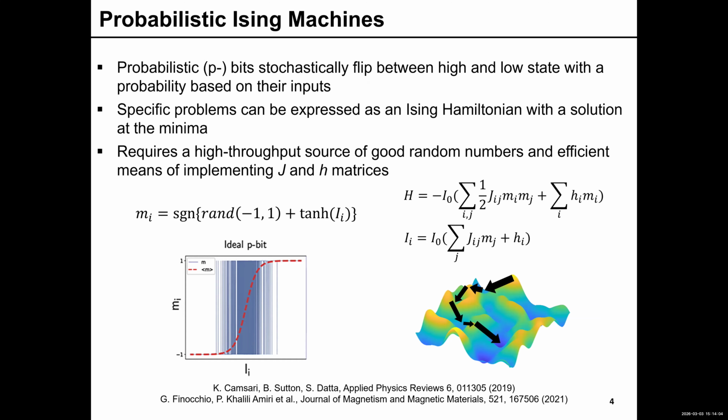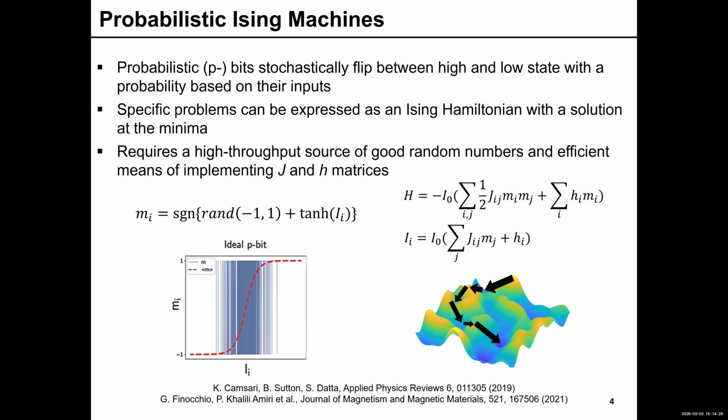So the idea is we construct an energy landscape, which is what I'm schematically showing here on the bottom right, that is defined by a number of probabilistic variables, m_i, which is what I'm showing here on the left. These probabilistic variables essentially are bistable, so they are bits in that sense, but they are probabilistic.